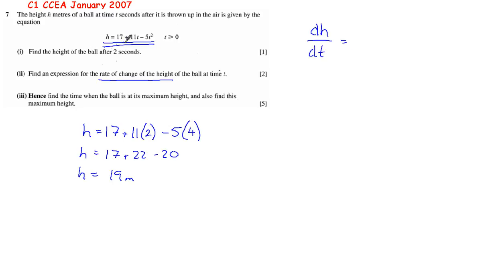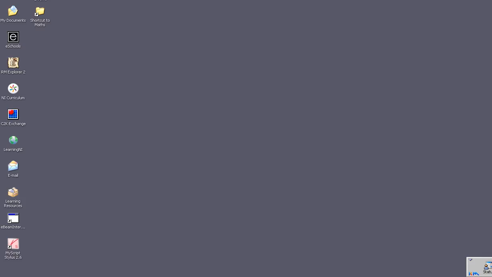When I differentiate 17 with respect to t, I get 0. 11t differentiates to give 11, and minus 5t squared is minus 10t. So we find an expression for the rate of change of height at time t. dh by dt is 11 minus 10t.